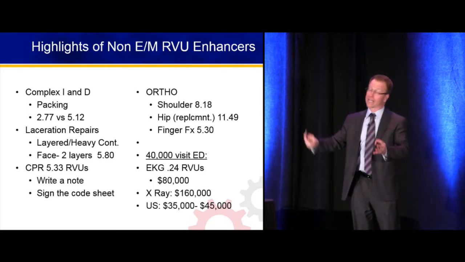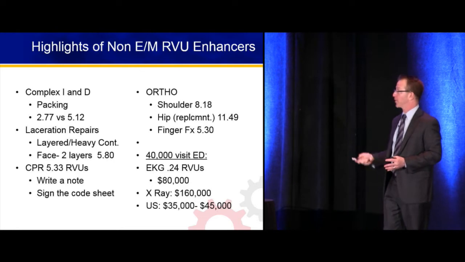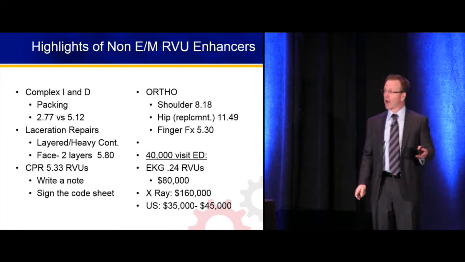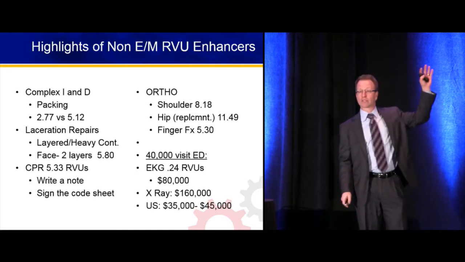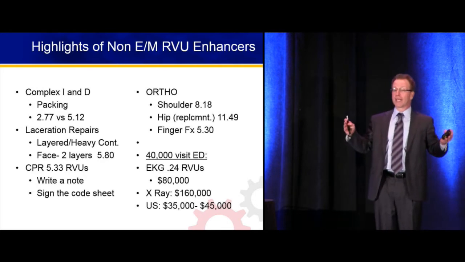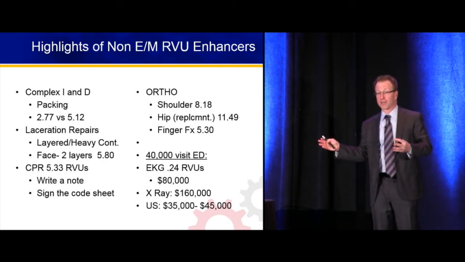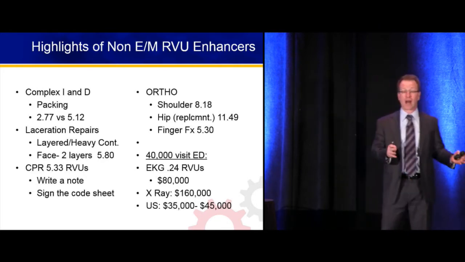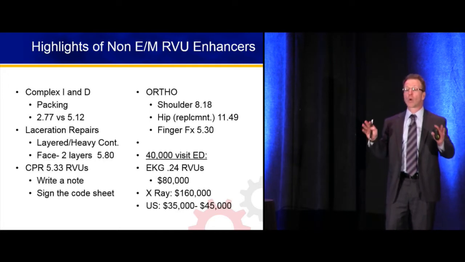If they don't see it, they can't code it. 5.33 RVUs. And then we talked about the ortho procedures. The shoulders are obvious. How many folks reduce their own Colles fractures now? So with the orthopedist, they get 60 RVUs for a hip replacement. So they're not as excited about the Colles fracture reduction. That's fine. We're happy to do them.